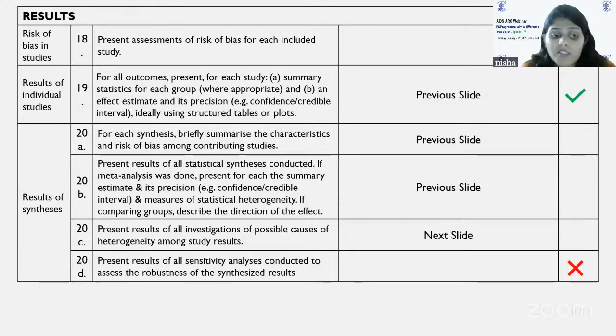And 20C is present results of all investigations of all possible causes of heterogeneity among the study results. And 20D is sensitivity analysis conducted to assess the robustness of the synthesized results. So as we can see, 20D criteria was not met. And about 20C, I will be talking in the next few slides.